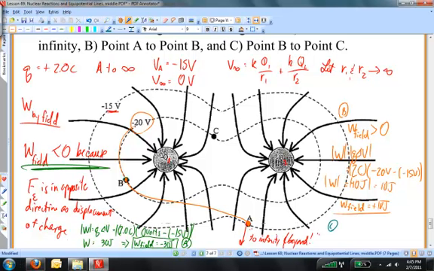Part C. If I go from point B over here, which is at negative 20 volts, to point C over there, which is also at negative 20 volts, there is no work done because the difference in potential between those 2 points is 0. So since delta V from B to C is equal to 0, the work done by the field is also going to be 0.